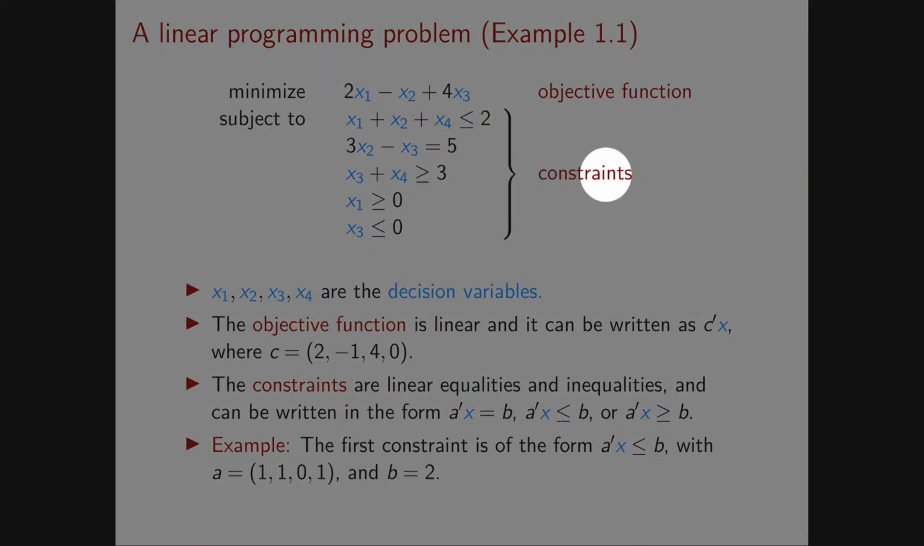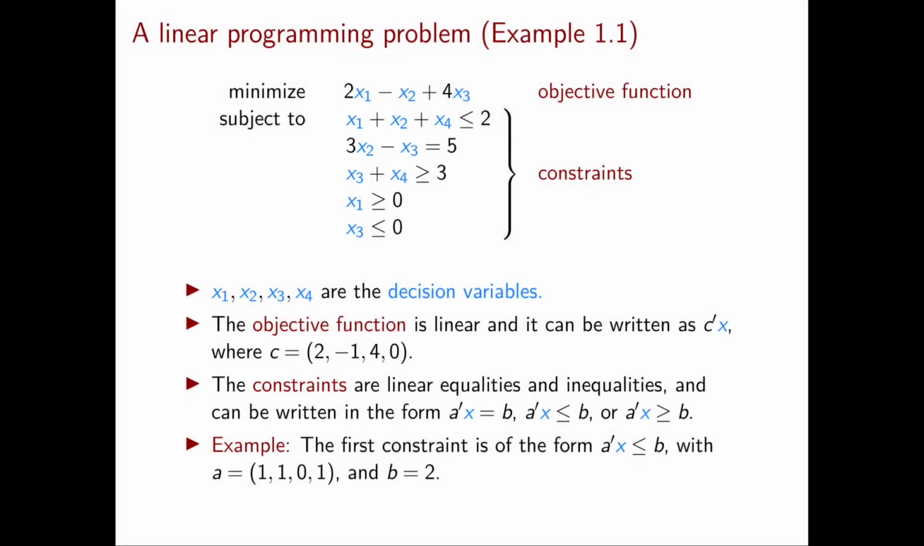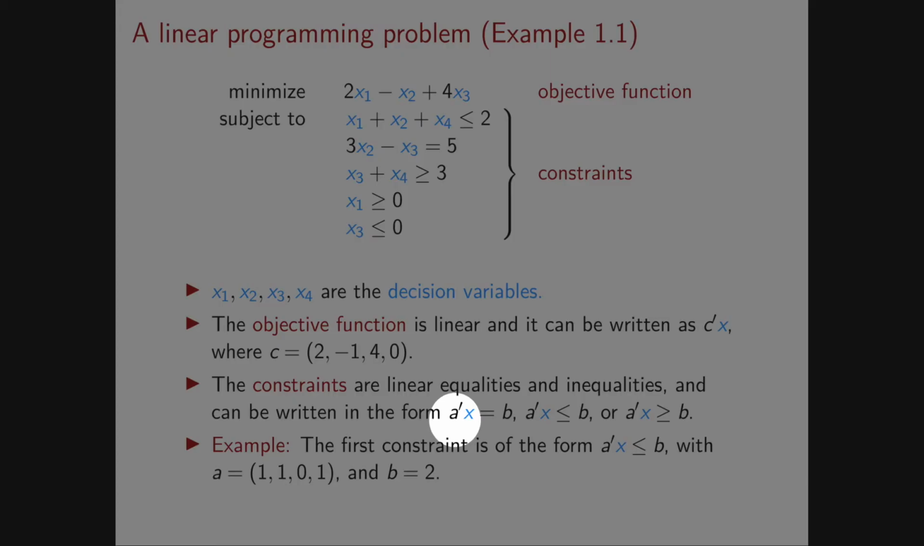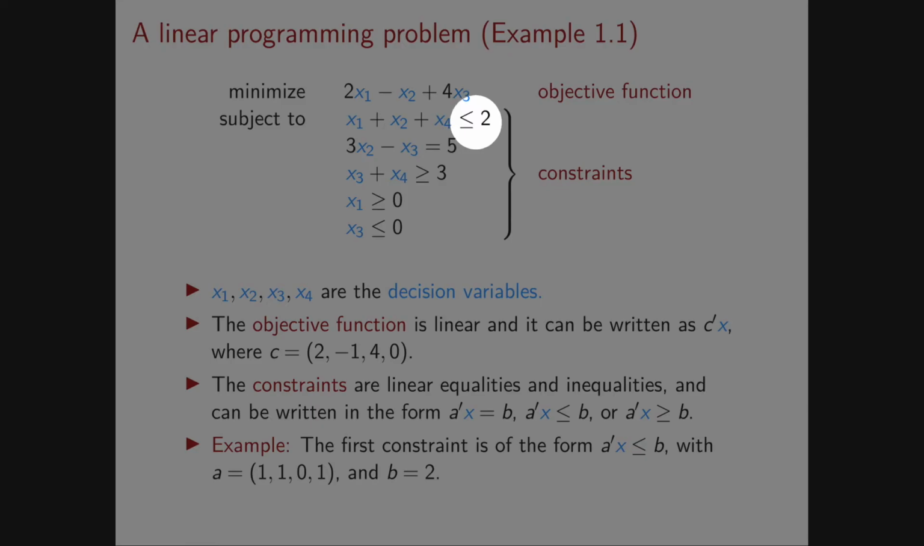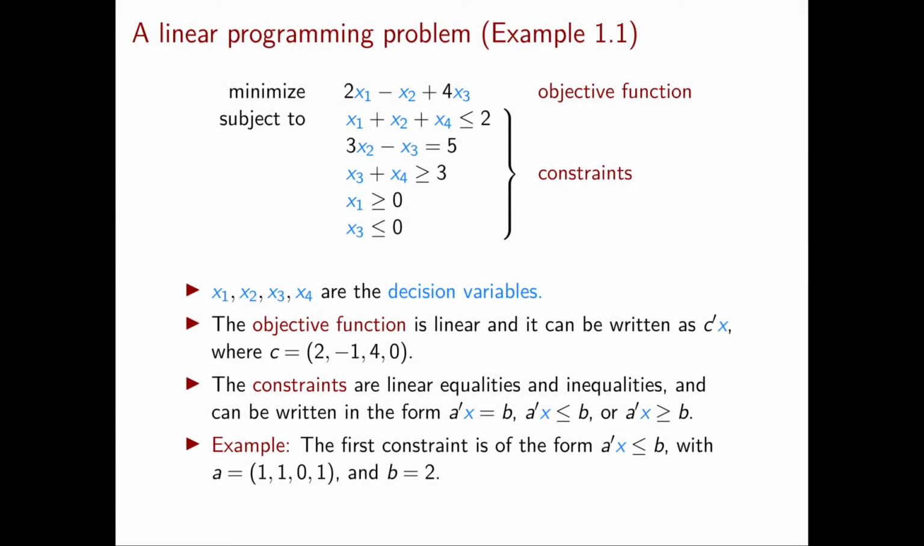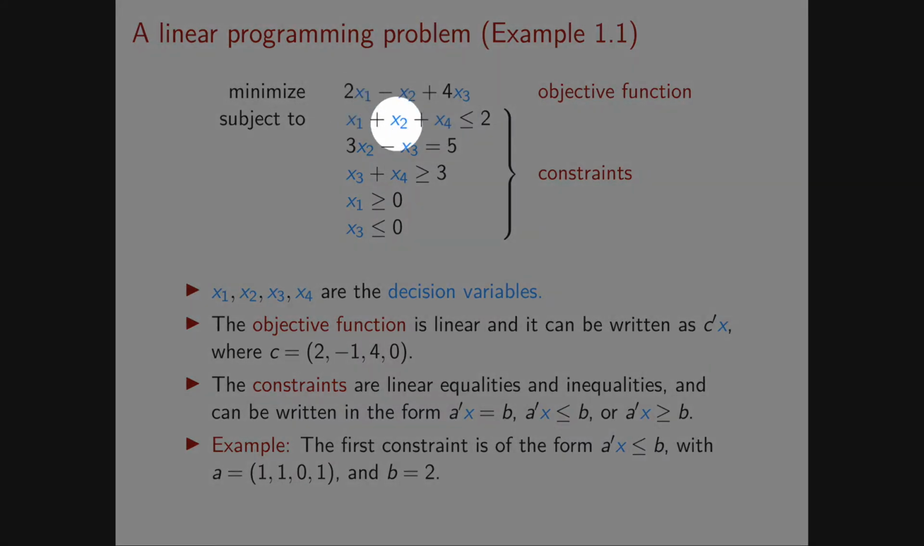Also, all the constraints are linear inequalities, which means that every constraint can be written in one of these three forms: a transpose x equal to b, a transpose x less than or equal to b, or a transpose x greater than or equal to b. For example, the very first constraint is of the form less than or equal to, and so the coefficient vector a is given by 1, 1, 0, 1, and the right-hand side b is given by 2.